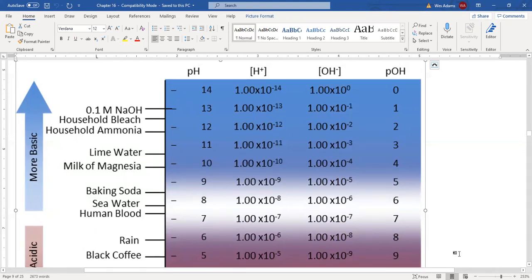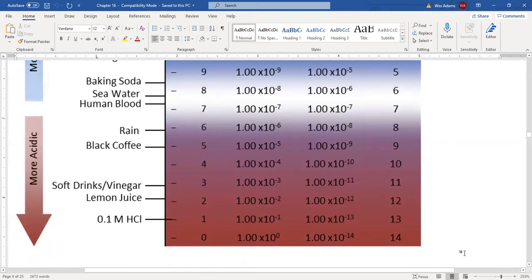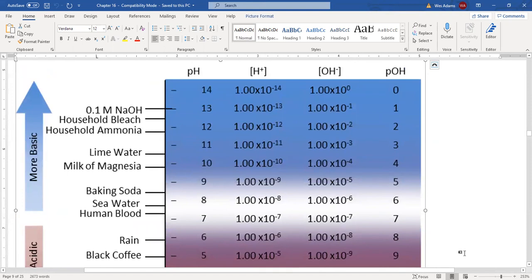Black coffee, about a 5. Soft drinks and vinegar, right around 3. Lemon juice, just a little above 2. 0.1 molar HCl, about a 1. But you can see that the pH and the pOH are inversely related. Up here at a pH of 14, hydrogen ion is 1 times 10 to the negative 14th, and you've got a 1 molar hydroxide ion concentration. But as hydrogen ion gets bigger, hydroxide ion gets smaller. And the same with the pH and the pOH.